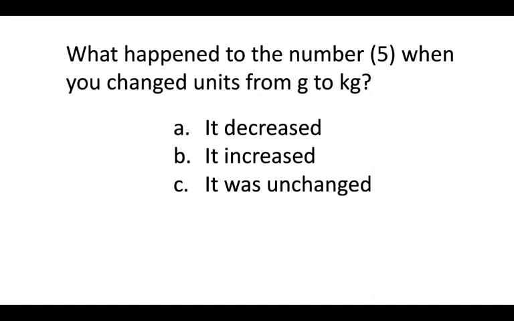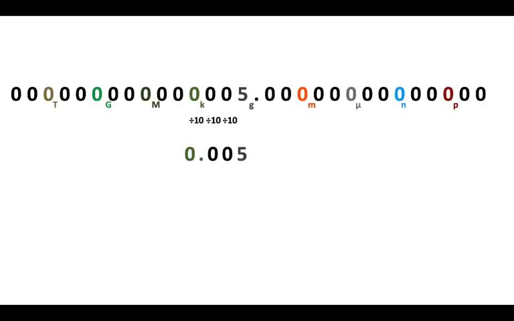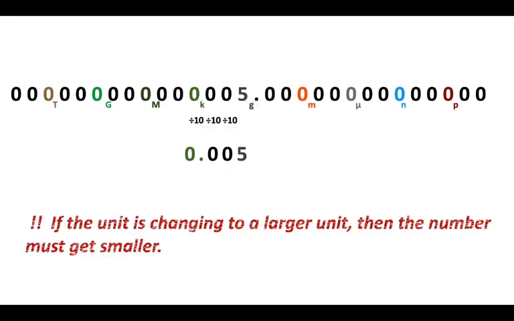What happened to the number when you changed units from gram to kilogram? As we went from gram to kilogram, we divided, and the number went from 5 to 0.005. So what we see is that if the unit is changing to a larger unit, gram to kilogram, for example, then the number must get smaller, again to the same extent. We're changing 1,000-fold from gram to kilogram, and our number decreases 1,000-fold.